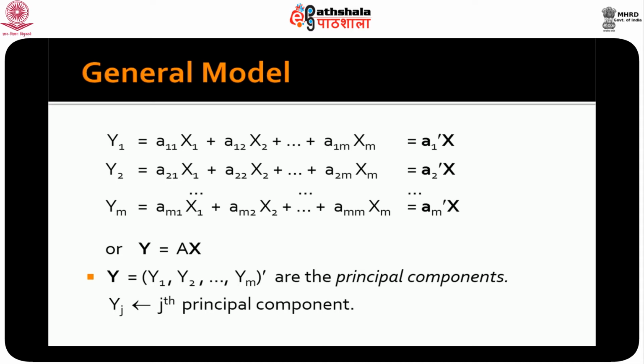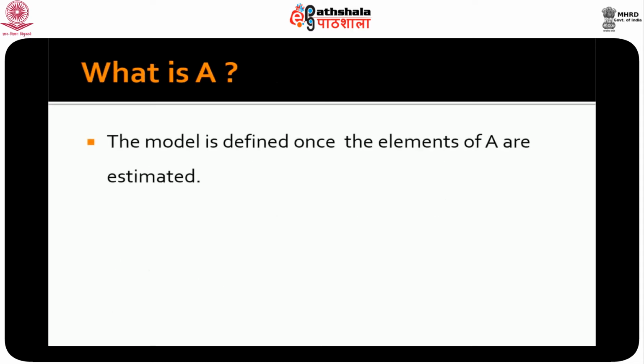That will depend on how we choose the coefficients A. If a proper selection is made, then we will end up with the principal components. So, the A's at this stage are unknown. The question is, what is A? Once A is defined, the whole model is known to us. We have the principal components. So, the choice of a 1, a 2, a m now becomes important.